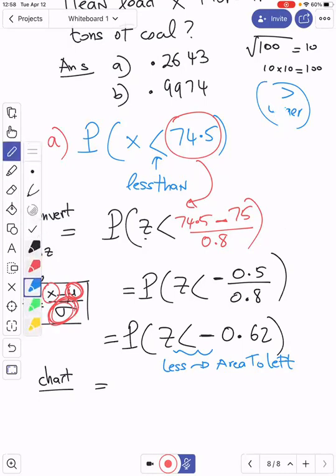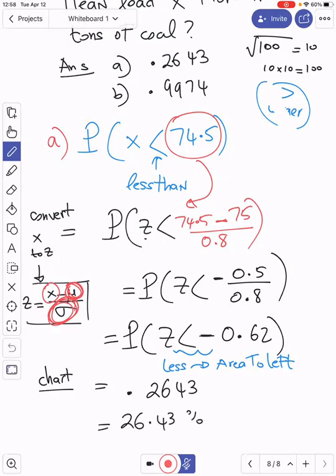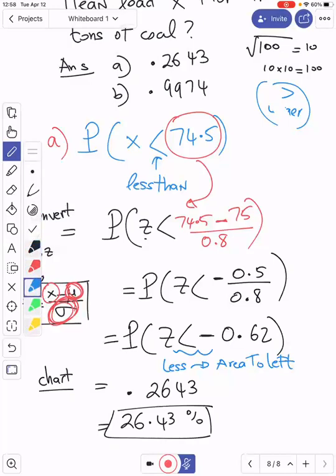So we can use our chart, and this is negative 0.62, and that's exactly the answer, which is equal to 0.2643, which is 26.43%. To the nearest tenth, that's negative 0.6, and to the nearest hundredth, it's 0.002. So that's exactly what we have here.